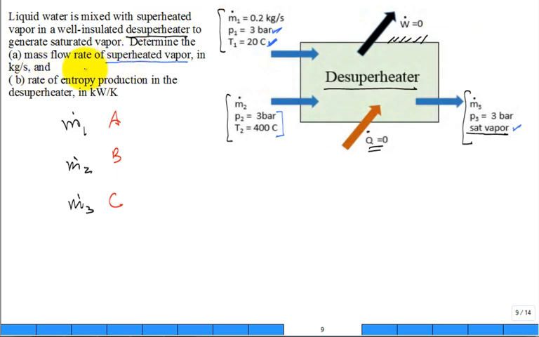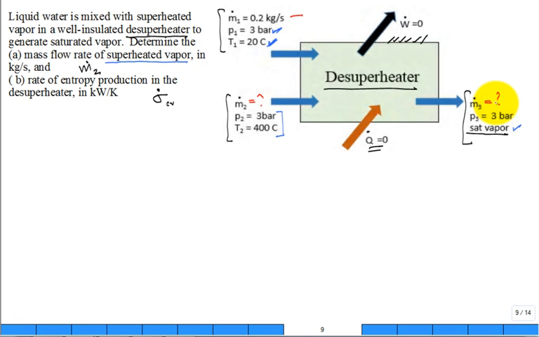So that's what you're asked to solve for part A. You're asked to solve for m dot 2. And they give you the units, kilograms per second. The rate of entropy production in the de-superheater, what symbol? Sigma dot CV. Rate of entropy production. That's that. Okay. How are we going to solve for the mass flow rate 2? Do we know the mass flow rate at 1? Yeah. Mass flow rate at 2 is unknown. How about mass flow rate at 3? Unknown.